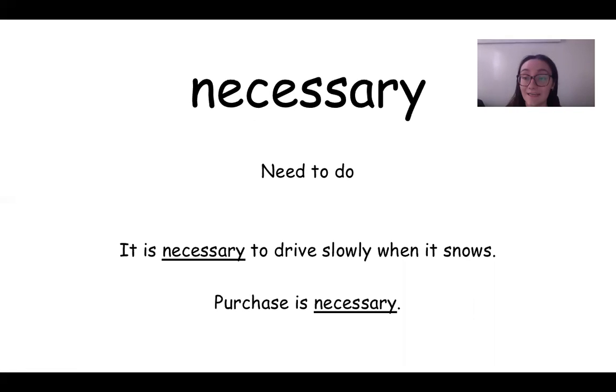Next word, necessary. It means need to do. It is necessary to drive slowly when it snows. The next sentence that I kind of used is purchase is necessary. You see this a lot when you see a commercial, right? They'll say, oh, do all these fun things, but purchase is necessary. It means that you have to buy something. So it means that you need to do something.